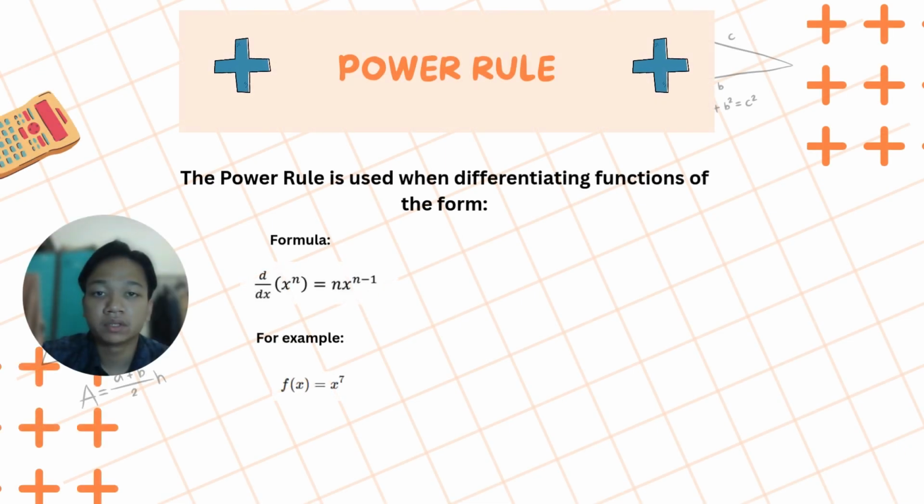Let's look at the power rule. The power rule is used when differentiating a function of the form ax^n. Let me explain based on the example. First, you need to bring the exponent down, then multiply it with the coefficient. Lastly, just reduce the exponent by 1. Simple, right?